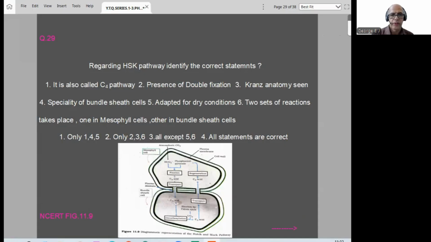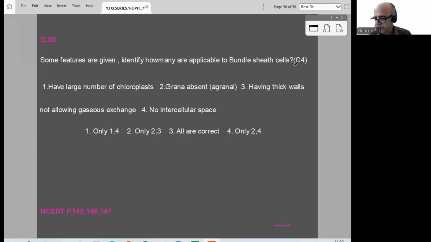29. Regarding the HSK pathway, identify the correct statement. C4 pathway, double fixation, Kranz anatomy is seen, specialty in bundle sheath cell, adapted for dry conditions, 2 sets of reactions take place, 1 in mesophyll, 1 in bundle sheath cell. So practically we can find all statements given are correct. All NCERT only.